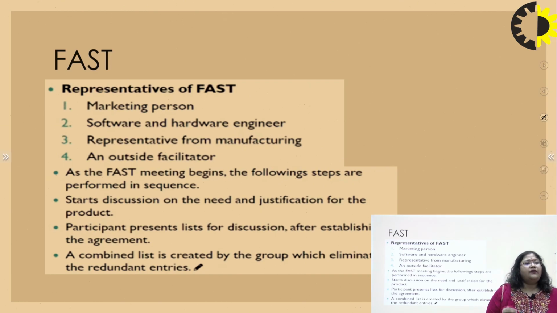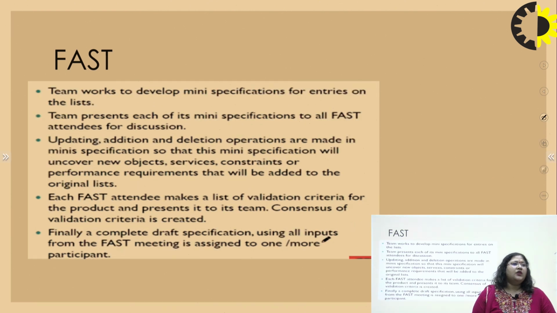And when the FAST meeting begins, the following steps are followed. First, start the discussion on defining the need: what the requirements are and the justification of the product. Is it required from the market point of view or not? What are the differences between the market product and the defined product? What are the expectations and the understanding about the product? What are the things created by the group, or which entities defined in the group are redundant? So these are the things that we have to define for FAST.